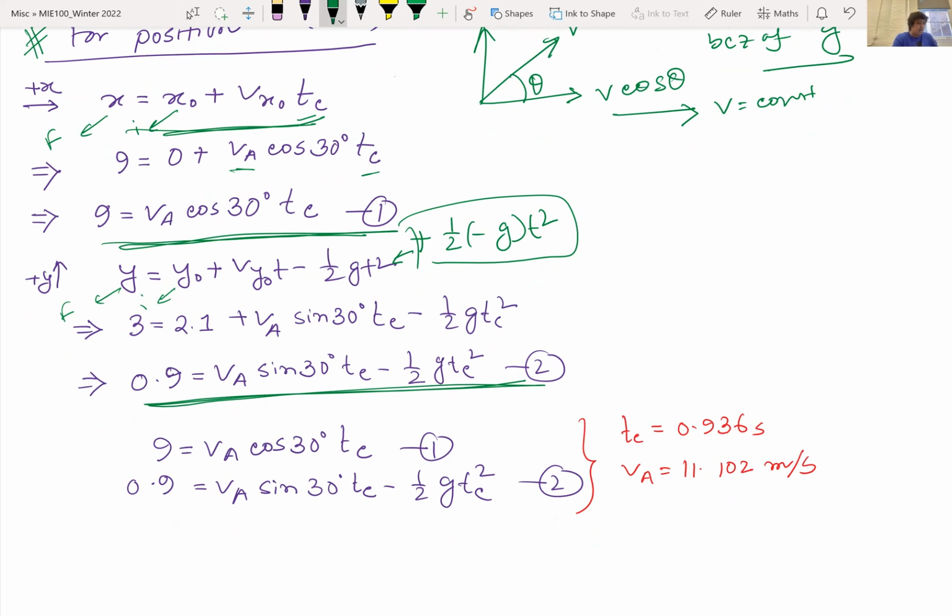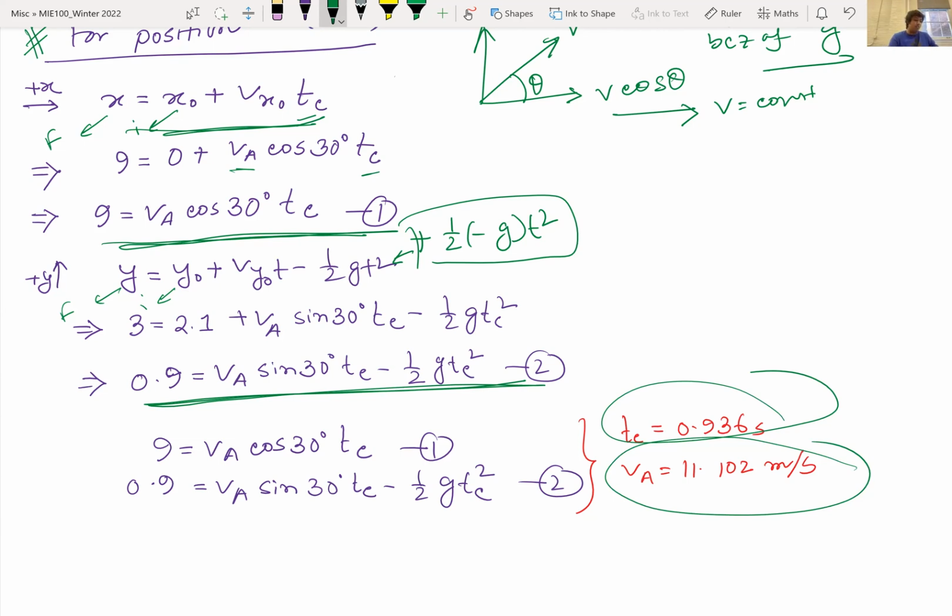So if you have two equations and two variables, you should at this point be able to solve them. And from that, you get the time 0.936 seconds and velocity 11.102 meters per second. So you know the time to reach from point A to point C, that's this one. And now you know the velocity, that is 11.102 meters per second.